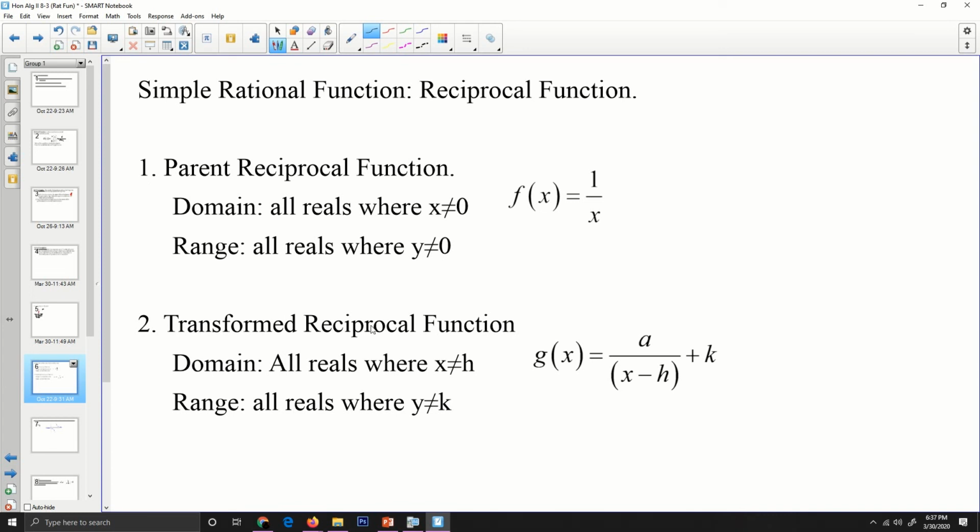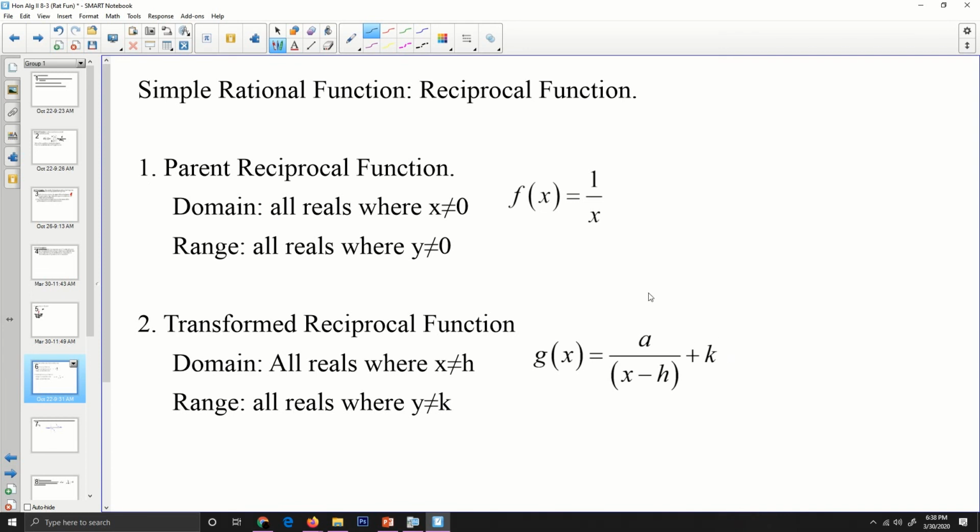And so we can talk about this parent function in terms of some transformations. Just like the other transformations that we had, if you subtract a constant from the variable before you do the function, that's going to be a left-right shift. So if I subtract, say, h, it's going to move to the right h units. And then if I add after I've done the function, it's going to move it up k units.